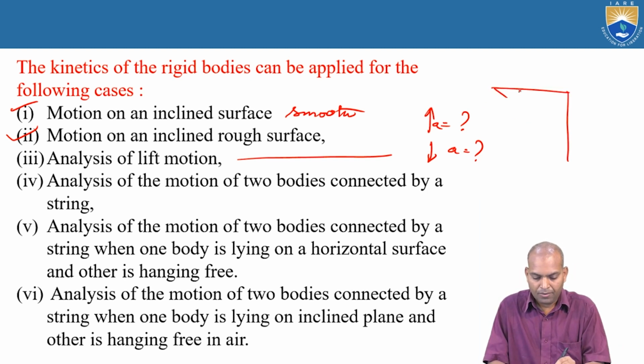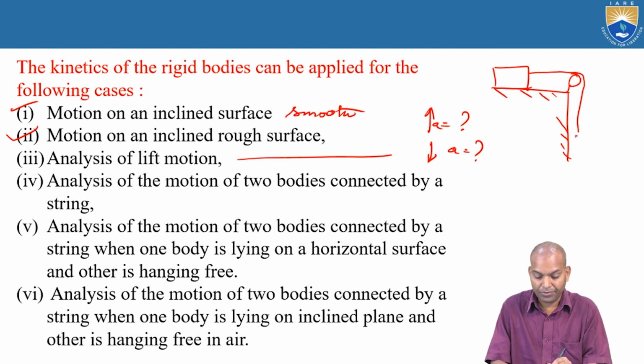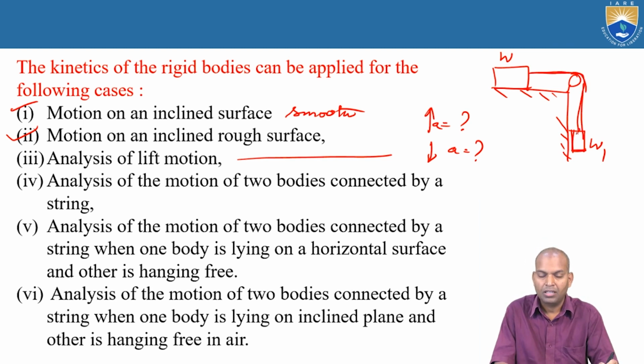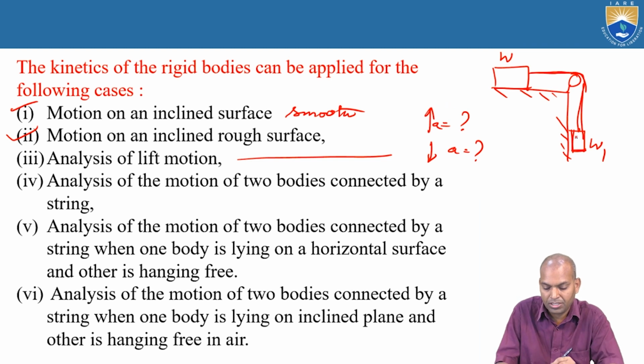There is a surface, one body is lying on the surface, and another one is hanging free. This is the weight W and the weight W1. For those cases, what is the acceleration of these weights? So here, the weight W1 is acting on that.